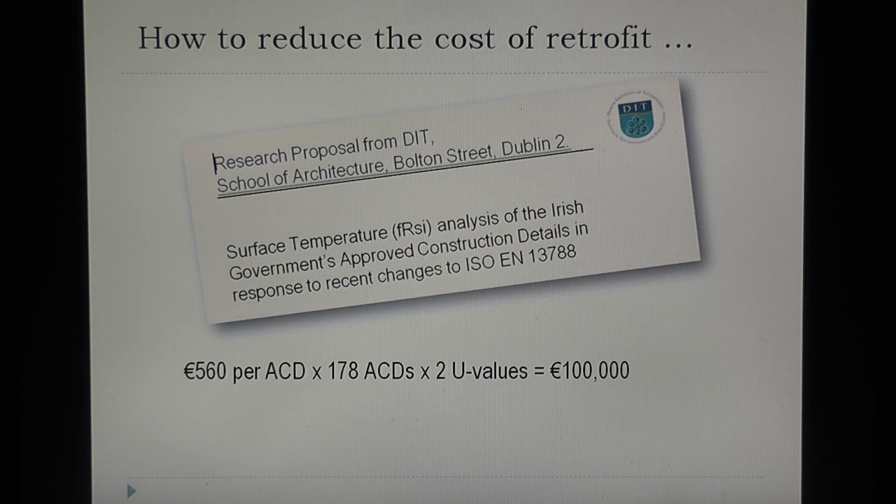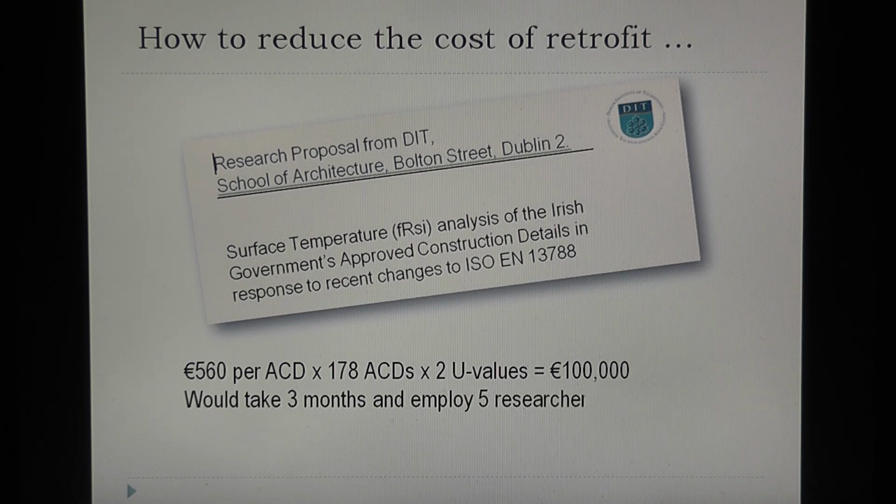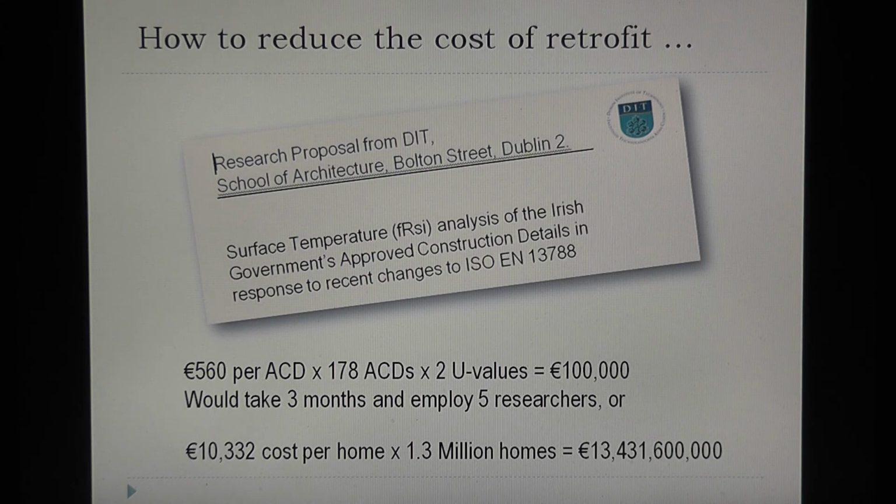The cost of doing all of that is about €100,000 on a national basis. We do it right, do it once, and get all our ACDs up to scratch. It would take about 3 months and employ 5 researchers to do that. The alternative is really the nightmare scenario, which is that we pay €10,332 for each home to check that it complies with the building regulations. And we've got 1.3 million homes to upgrade to the NZEB standard by 2050. The total cost of that is €13.4 billion.